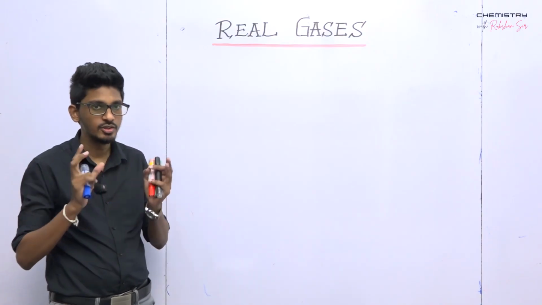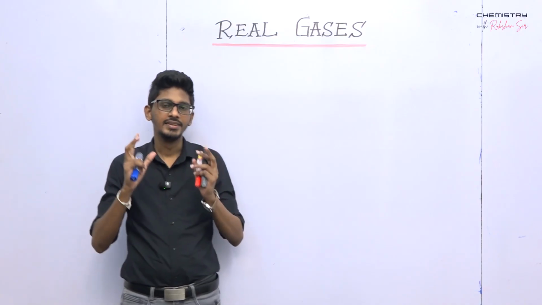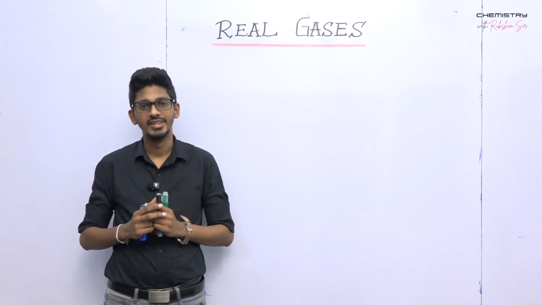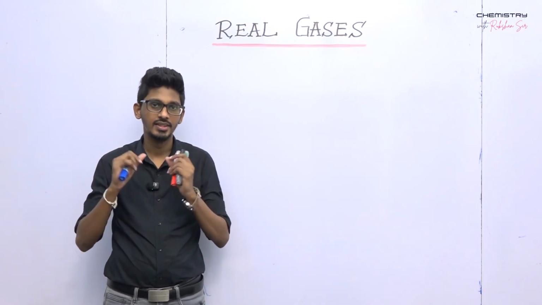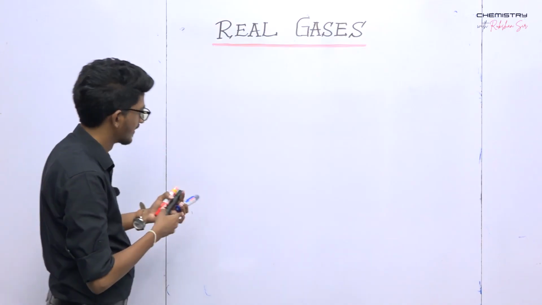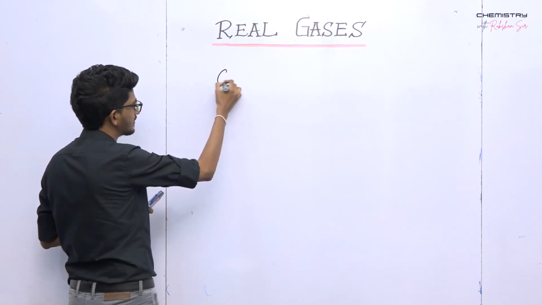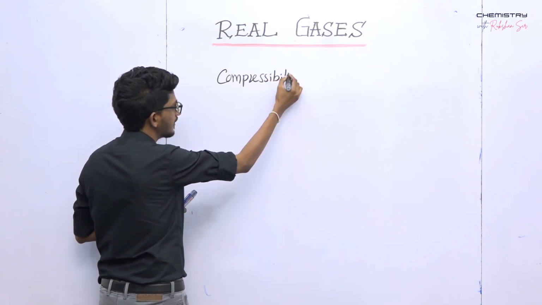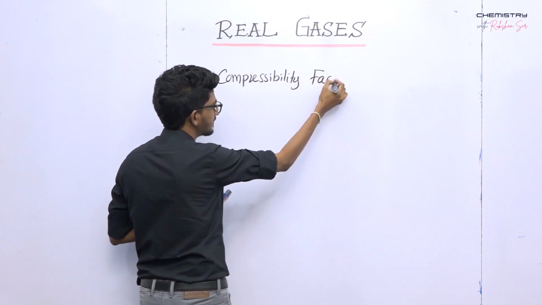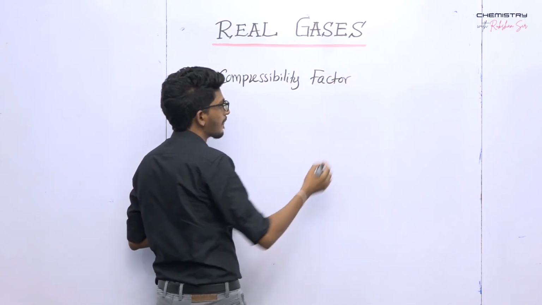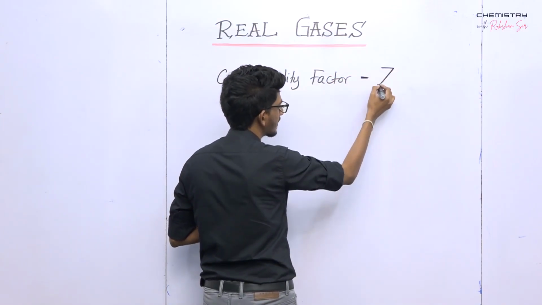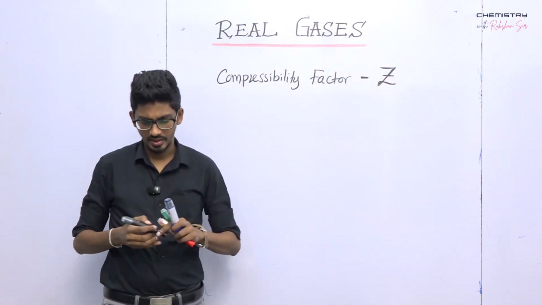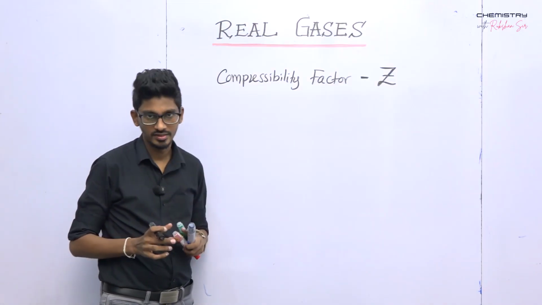For that, we use the help of the compressibility factor. So the first subtopic we are going to learn today is the concept of compressibility factor. Compressibility factor is normally symbolized with capital Z.